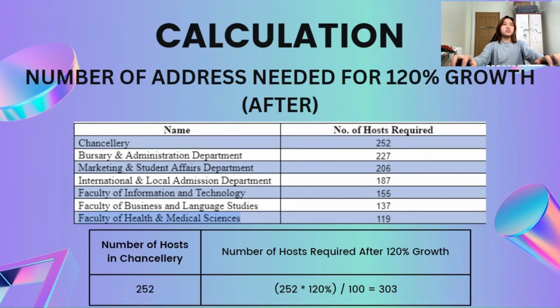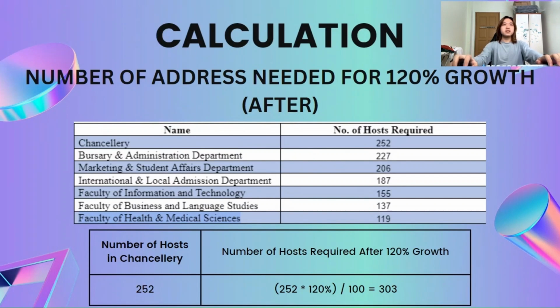So on this slide, we are looking at how many additional network addresses we will need if we expect our network to grow by 120%. This is like bringing extra seats into a room when you expect more people to join us later. We have these different departments like the chancellery and the bursary, and how many addresses they need right now. Then we will calculate how many they will need after we grow by 120%.